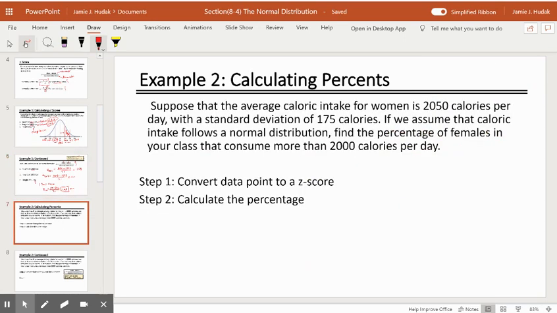Now that we have z-scores, we can calculate the exact percentage of data that lies above or below that z-score. So here we have an example. Suppose that the average caloric intake for women is 2,050 calories per day with a standard deviation of 175 calories. If we assume that the caloric intake follows a normal distribution, find the percentage of females in your class that consume more than 2,000 calories per day.